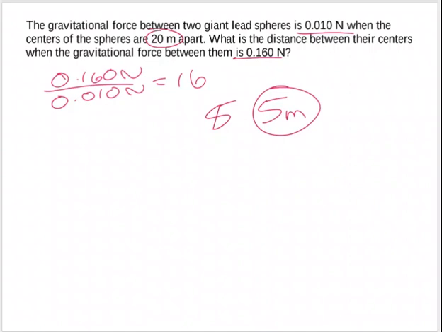It's a concept problem, absolutely. The gravity increased, right? So the spheres must have gotten closer. They increased by a factor of 16 with the gravity. Since we had to square, 16 was the number that got squared, so that means 4 was squared. So I must have decreased their distance by a factor of 4. So I took 20 and divided by 4, and I got 5. Totally a concept problem.